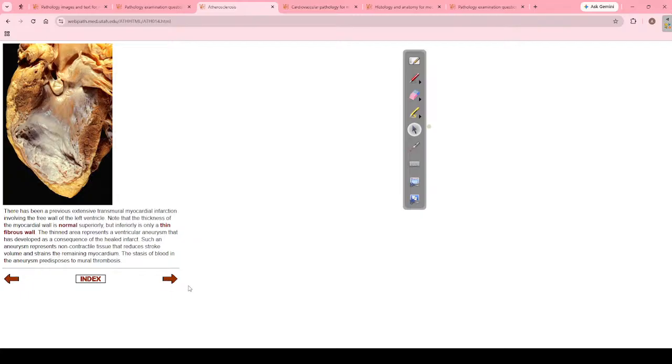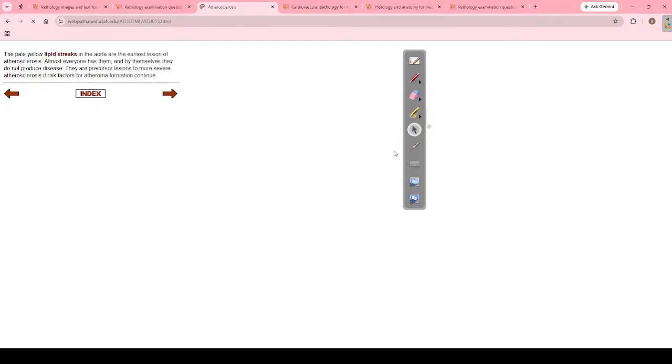Stasis in the aneurysm predisposes to mural thrombosis. So if there is a stasis of blood, it can lead to mural thrombosis. Thrombus formation can happen, and they are actually very bad. They make it difficult for the other myocardial fibers.